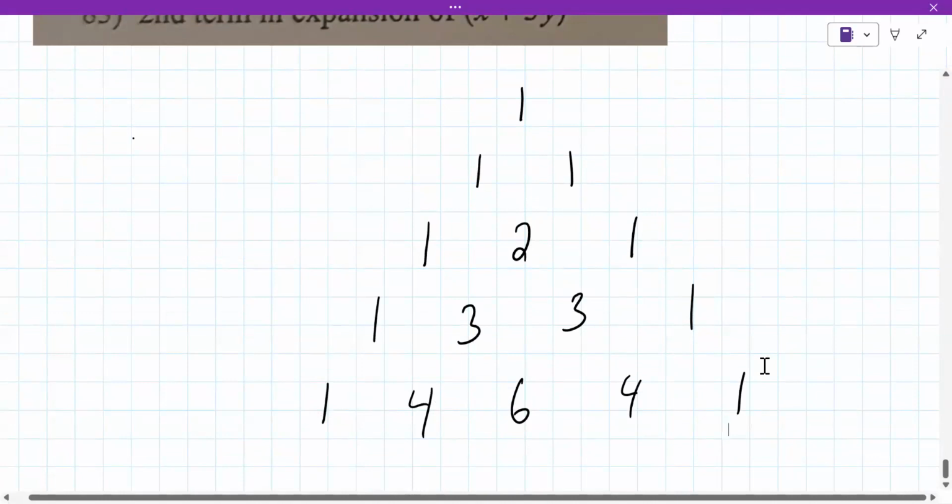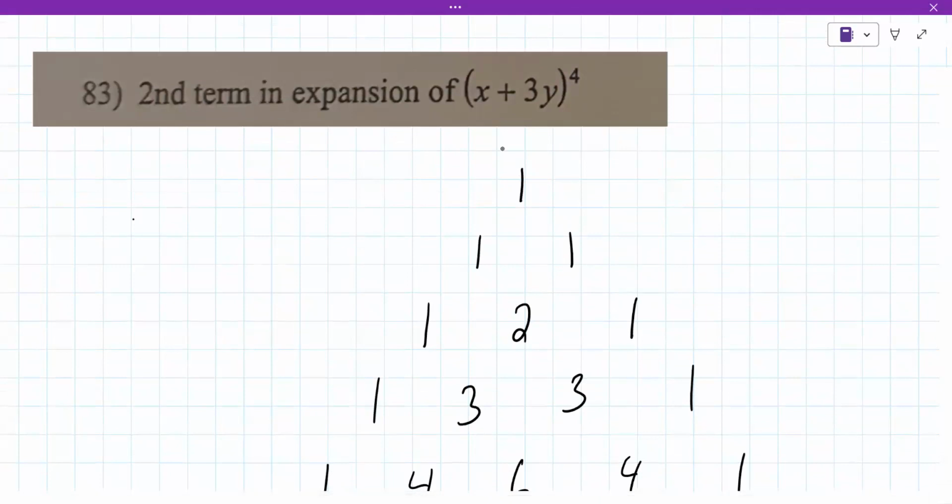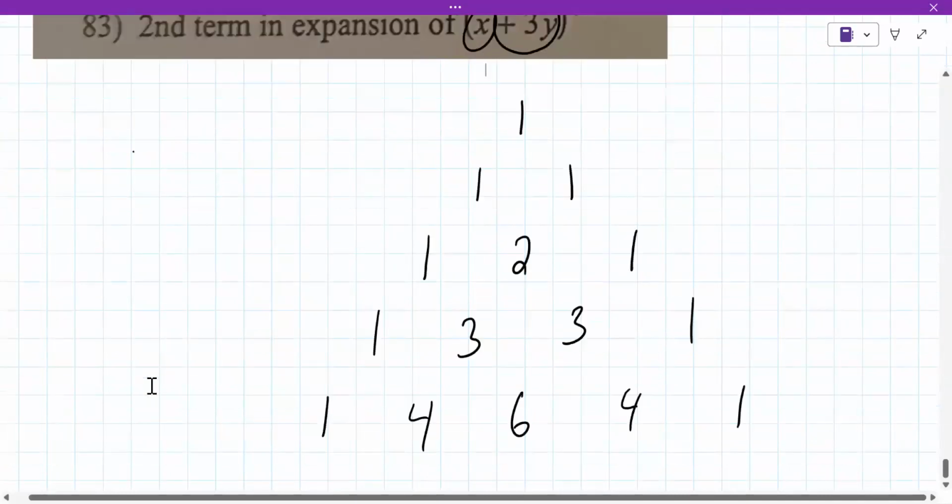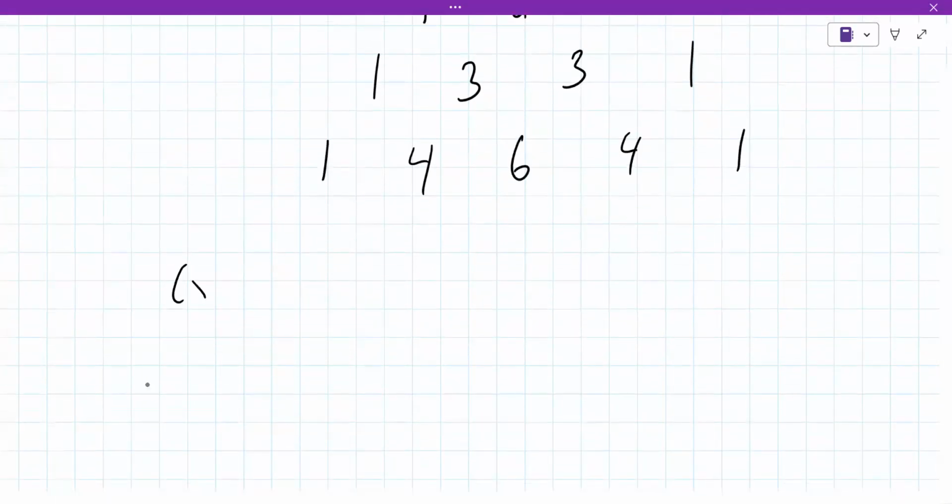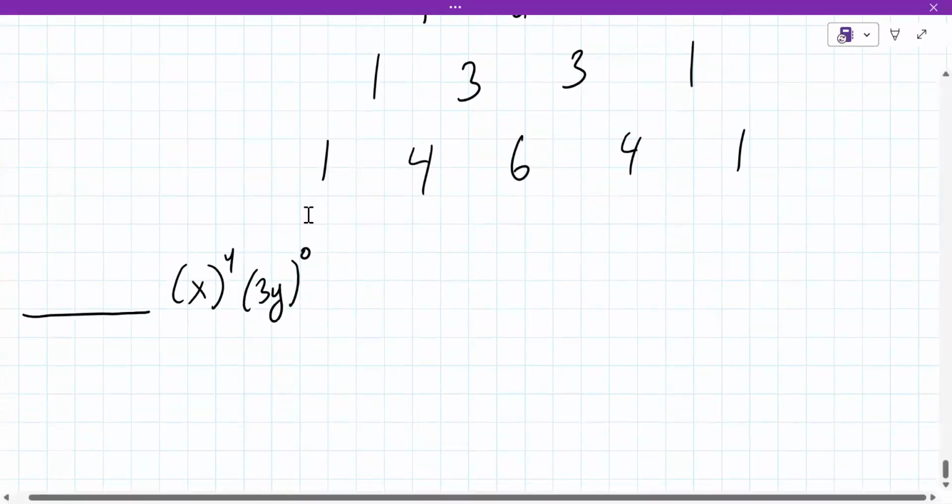Lots of rules in math, doesn't really stop here. So we're going to use these coefficients. x is your first thing, positive 3y is your second, and you have to do that exponent balancing thing again. So it looks like this: x to the power of 4, 3y to the power of 0. And then the number that goes in front is this 1.